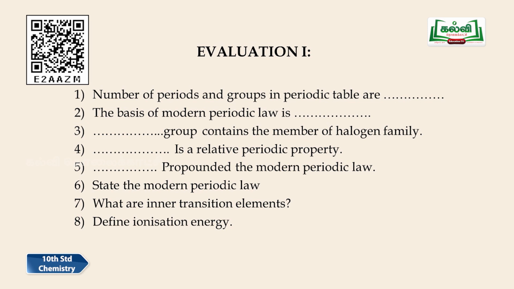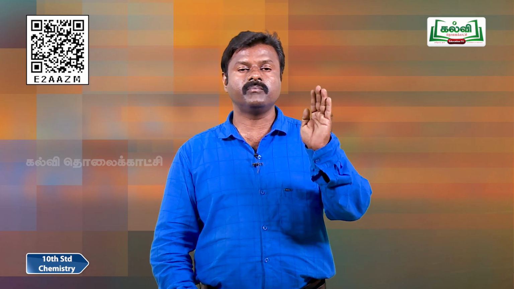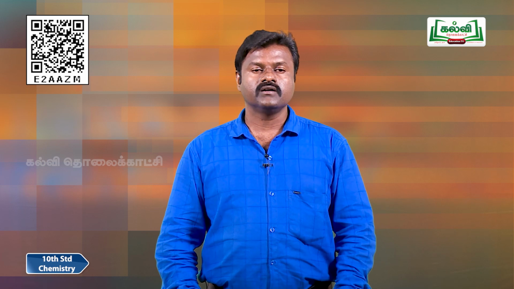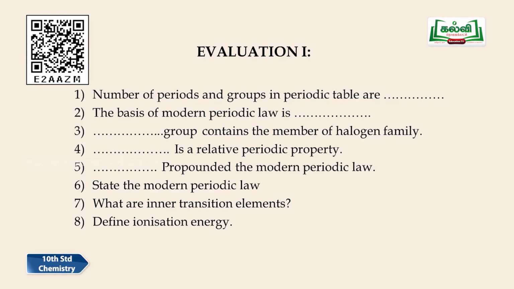The number of periods and groups in the periodic table are 7 and 18. There are 7 periods and 18 groups, right. See, the second question, the basis of modern periodic law. The basis of modern periodic law is atomic number.